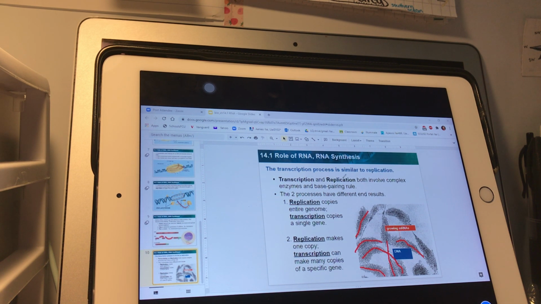What about replication? Replication is the process of making copies of all of your DNA. So the similarity and the differences: replication makes copies of the entire genome. That means all of your DNA, because you need to divide the cell. What about transcription? It only makes one gene, a single gene. Whatever your cell needs, it turns on.